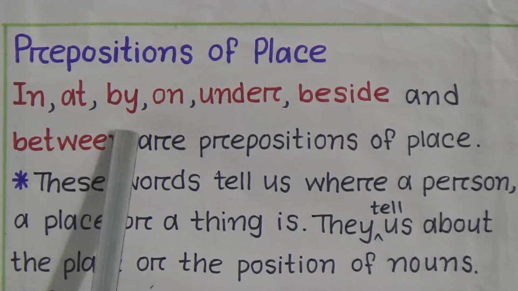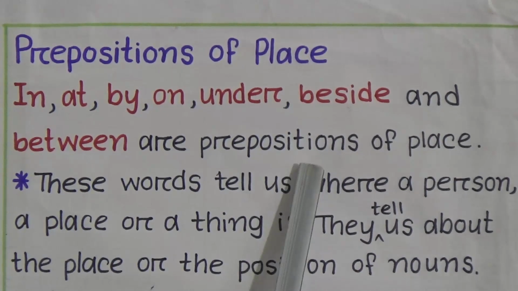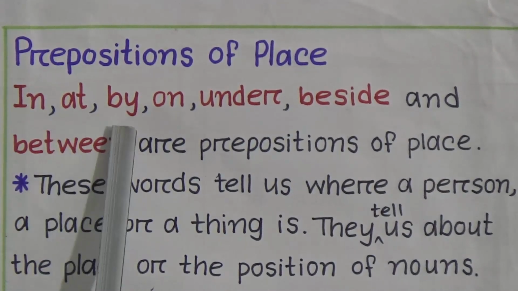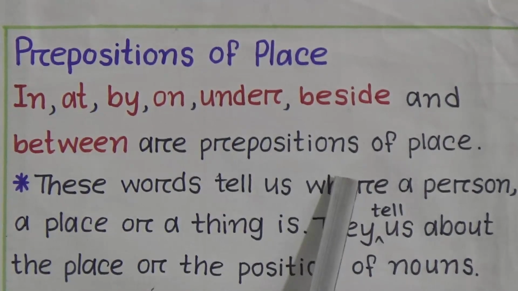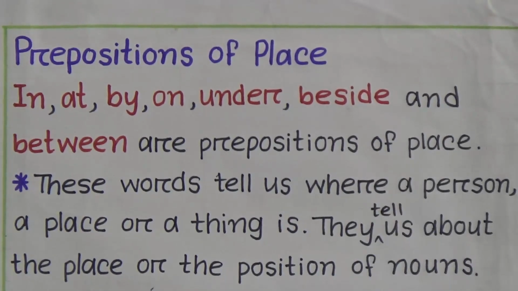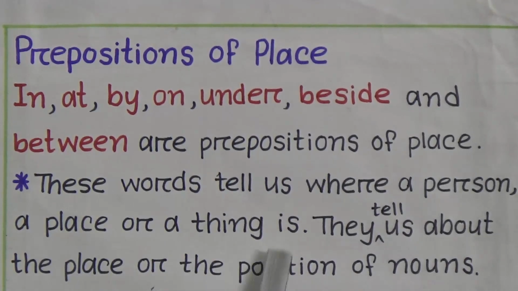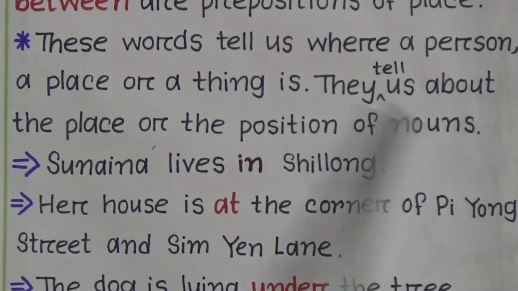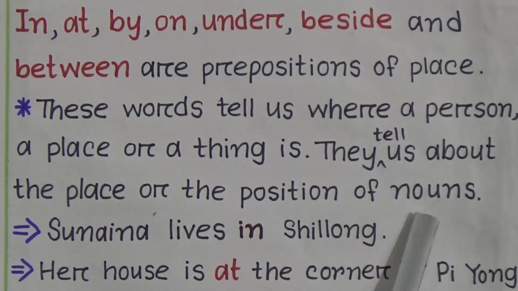In, at, by, on, under, beside and between are prepositions of place. These words tell us where a person, a place or a thing is. They tell us about the place or the position of nouns. So with this we can easily know the position or place of a noun.